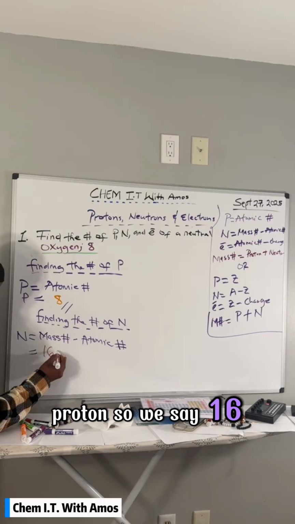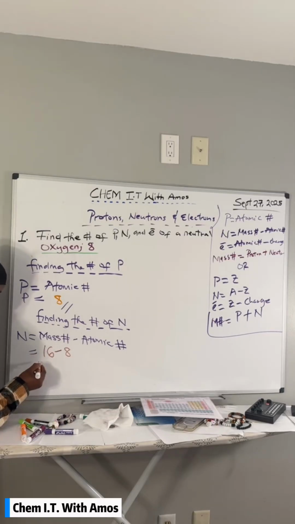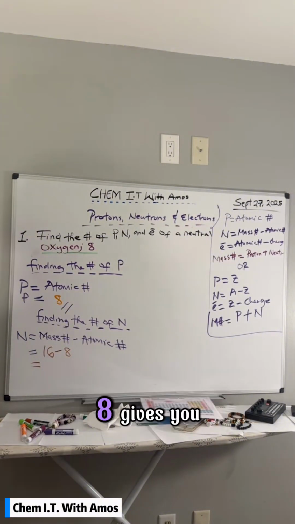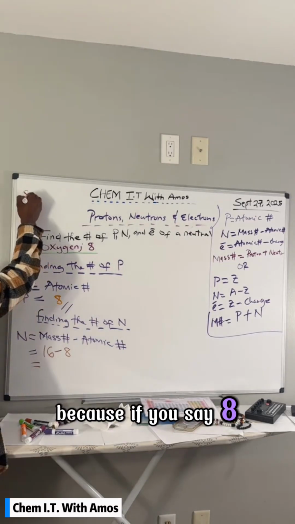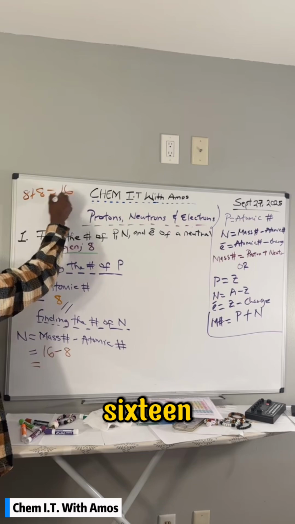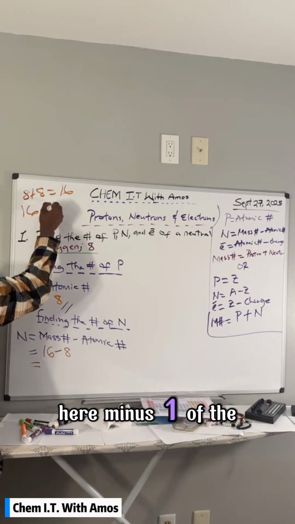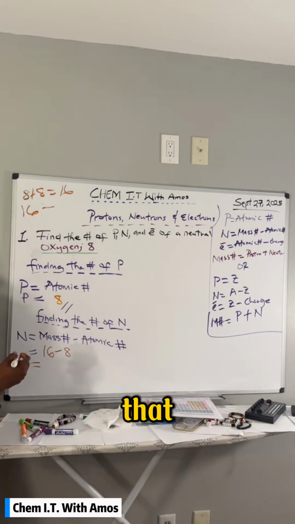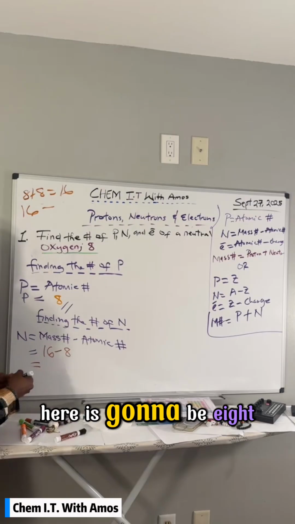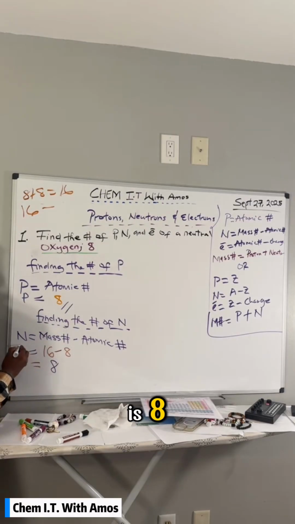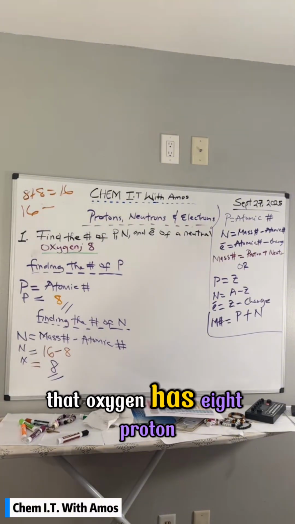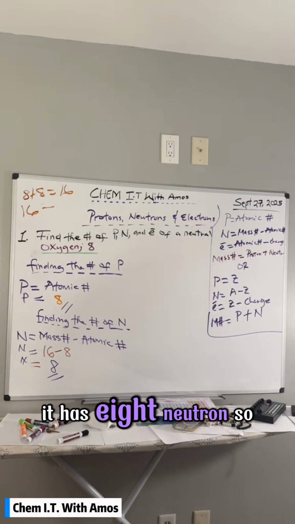So we say 16 minus 8, what does it give us? If you have 16, you minus 8 from there, what does it give you? It is 8, right? Because if you say 8 plus 8, it gives us 16. And if you have 16 here, minus one of the 8 from there, it gives us the same 8. So the answer for neutron here is going to be 8. So it also tells us that oxygen has 8 proton, it has 8 neutron.